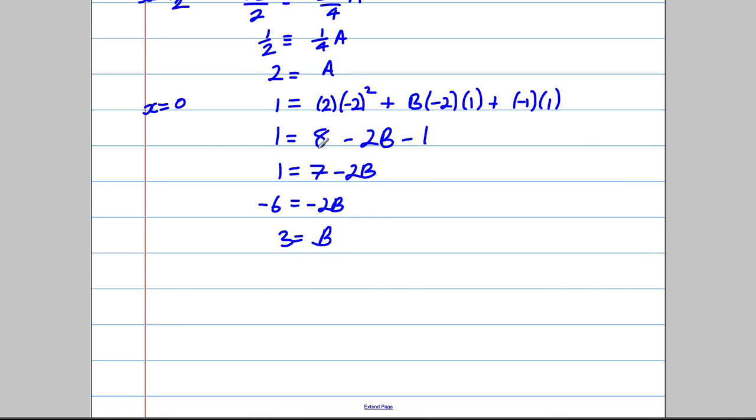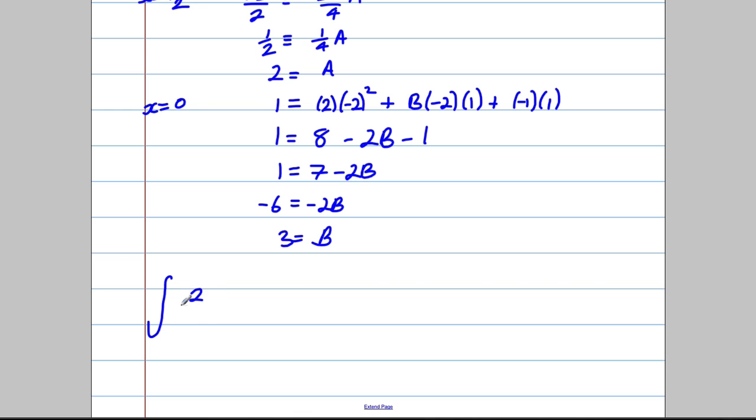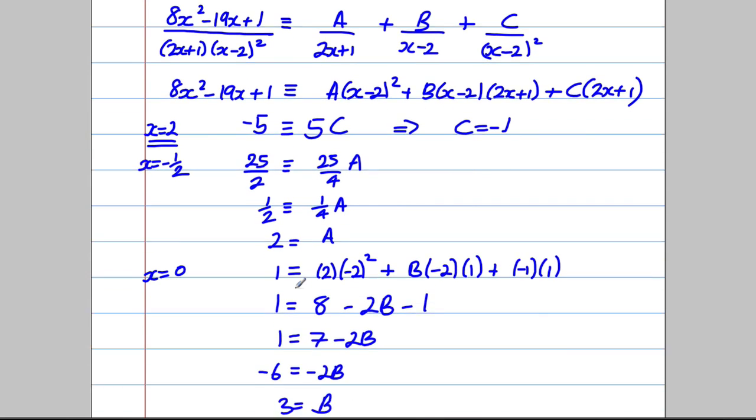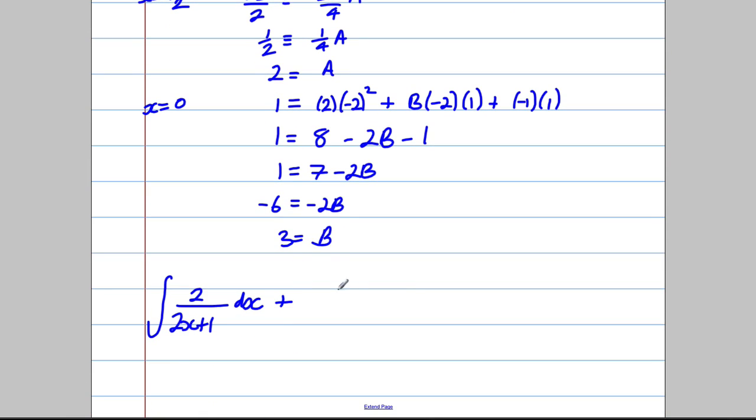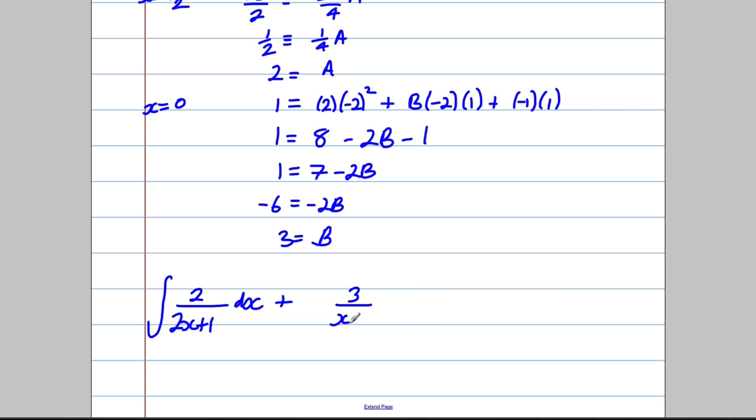So I can rewrite this integral now. I could rewrite it as the integral of 2 over 2x + 1 with respect to x, plus B over x − 2, so B was 3, so plus 3 over x − 2, the integral with respect to x, plus, and the last one was negative 1, so I could actually rewrite that as negative, and then it was 1 over (x − 2) all squared with respect to x.